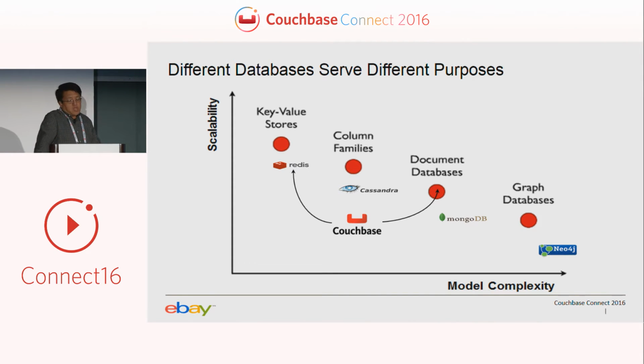As you can see in the chart, based on scalability or complexity, there are several typical types, like a key value store, a column family, a document database, and a graph database. At eBay, we have used many of them. We're using Redis for key value stores. We're using Cassandra. We use MongoDB. We're also using Couchbase as a combination of the key value store and the document database. And we're also using Neo4j to serve as a graph database.